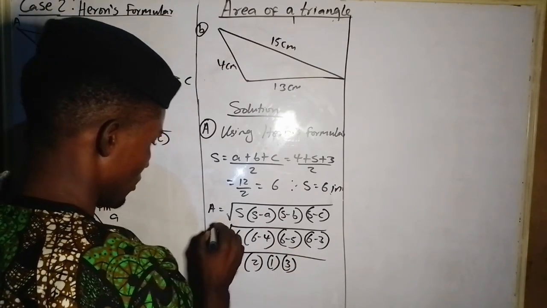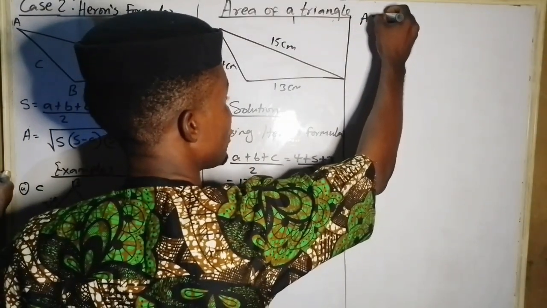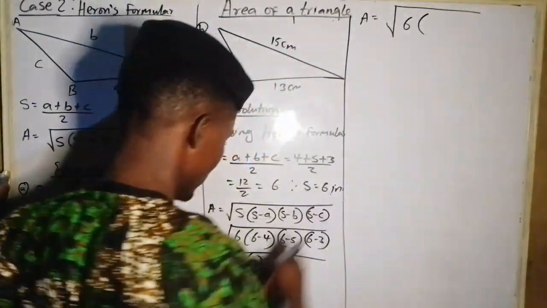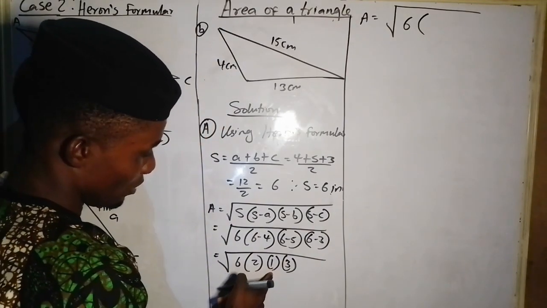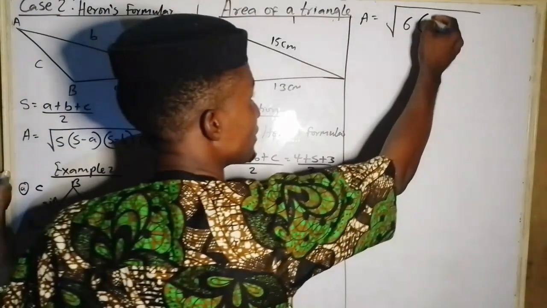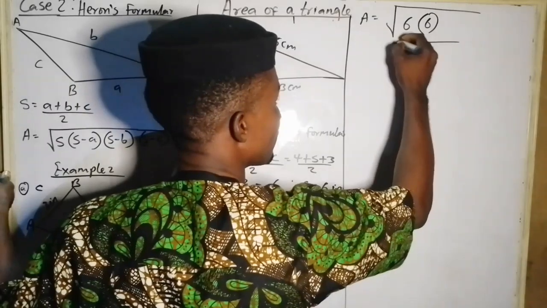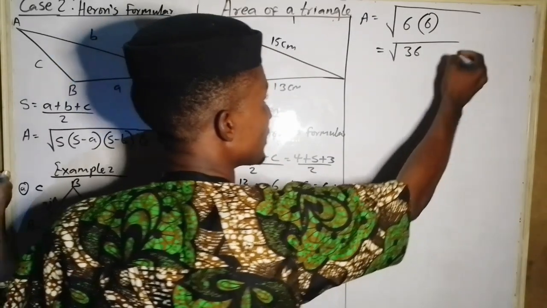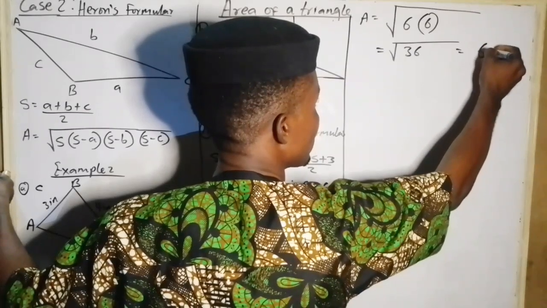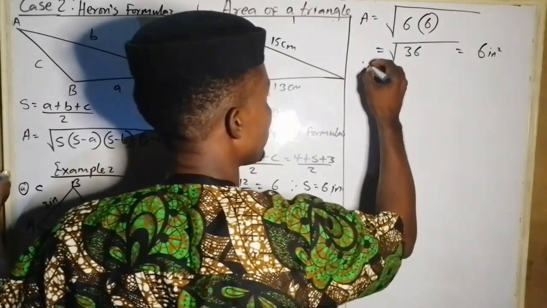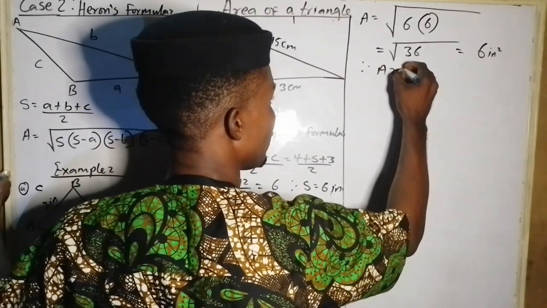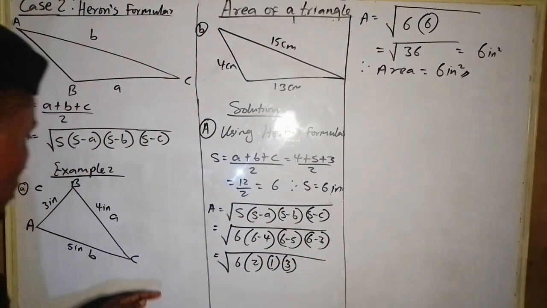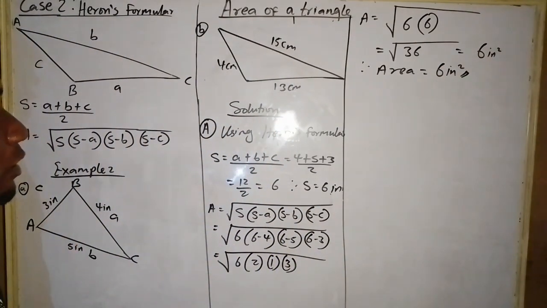So the area is going to be the square root of 6 in bracket 2 times 1, that's 2. 2 times 3, that's 6. So we have 6 times 6, that's what? 36. Square root of 36 is going to give us 6 inches square. Therefore, your area equals 6 inches square. That's the area of this triangle here.